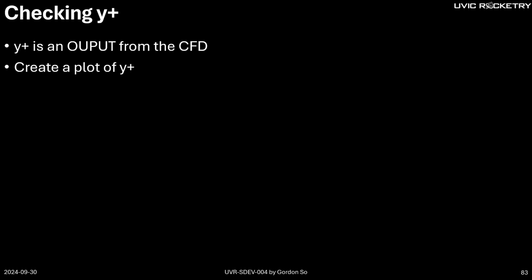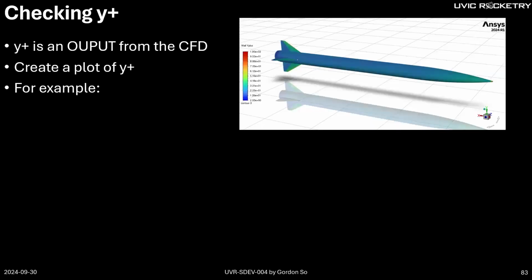So, checking Y plus. Y plus is not an input. Y plus is an output. It's something that you use to quantify if it's good enough. Usually you would create a plot of Y plus. For example, this is a plot that I created for Andrew 1 during the CFD. As you can see, some walls are actually pretty bad, with crazy values. But from what I find, using the test case, I still get within, I think, 3% of the actual wind tunnel test. So sometimes it doesn't matter, but it really depends on what you're interested in.